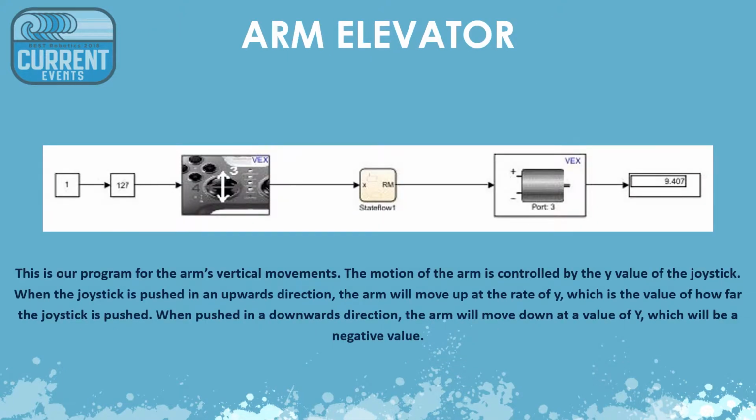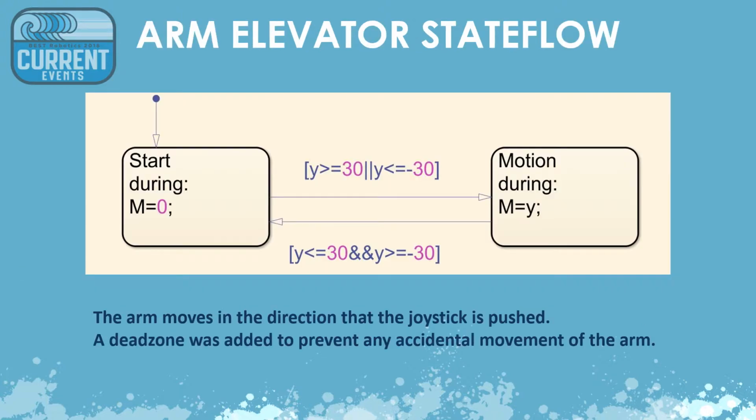This is our program for the arm's vertical movements. The motion of the arm is controlled by the Y value of the joystick. When the joystick is pushed in an upwards direction, the arm will move up at the rate of Y, which is the value of how far the joystick is pushed. When pushed in a downwards direction, the arm will move down at a value of Y, which will be the negative value. The arm moves in the direction that the joystick is pushed. A dead zone was added to prevent any accidental movement of the arm.